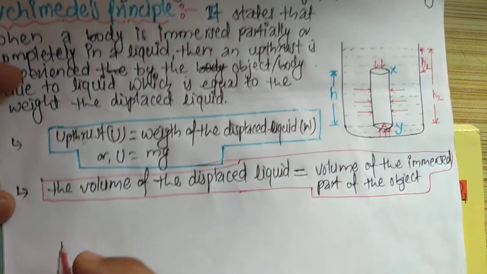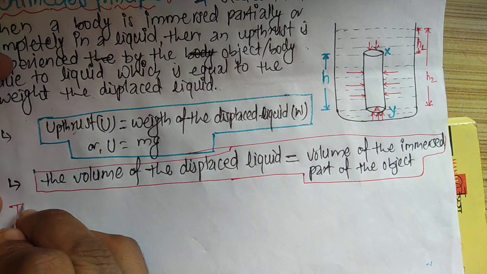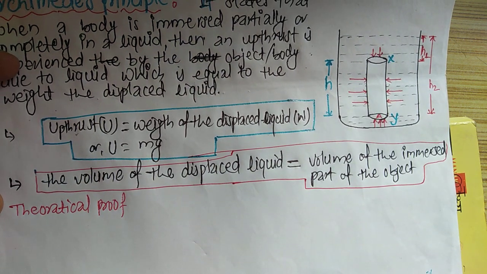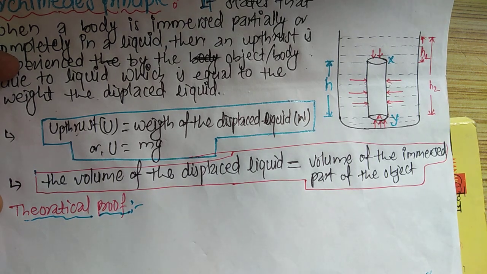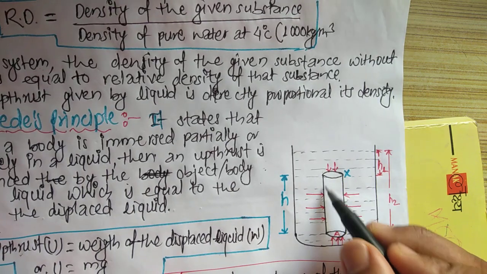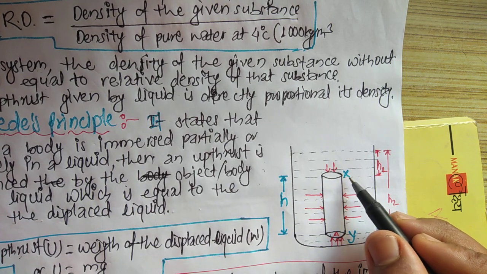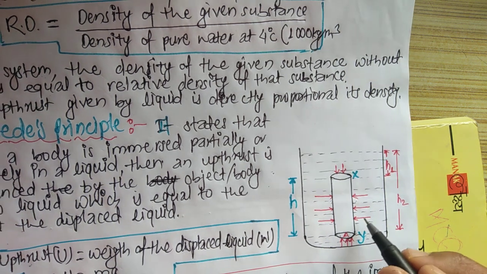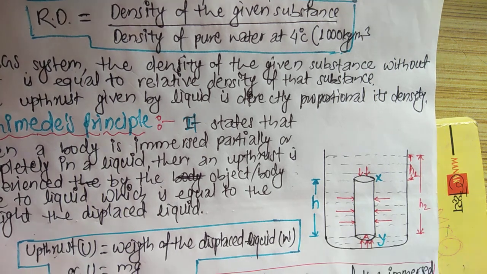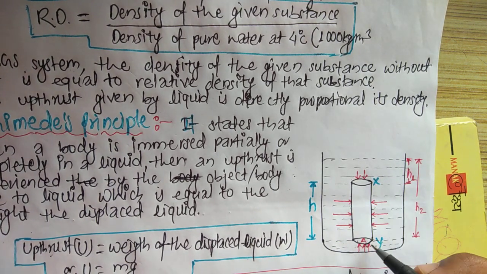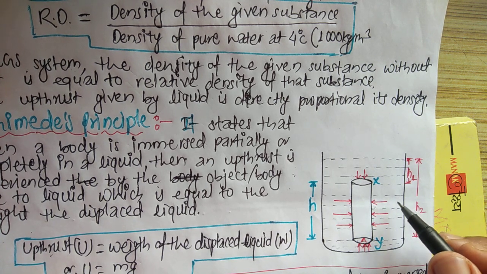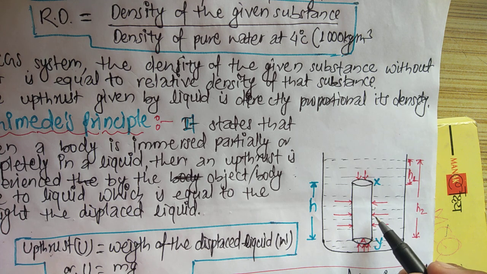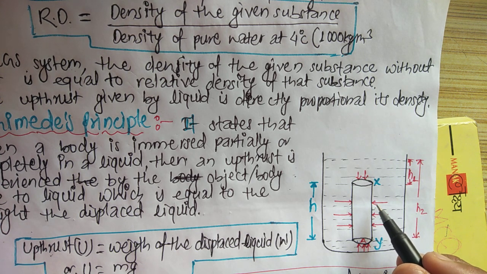Now go for theoretical proof. How can you prove theoretically? So here is a cylinder having 2 ends, the upper end denoted by x and the lower face denoted by y, and it has cross sectional area capital A, and its height is h. When this cylinder is immersed completely in the liquid, this liquid may be water, whatever, but it is a liquid, okay? So it is completely immersed in the liquid. When it is immersed, it experiences pressure by the liquid on all sides.